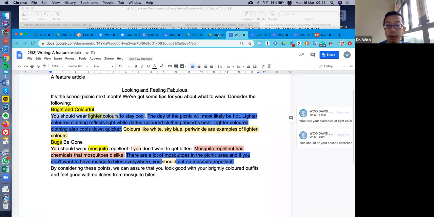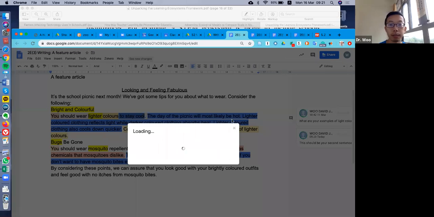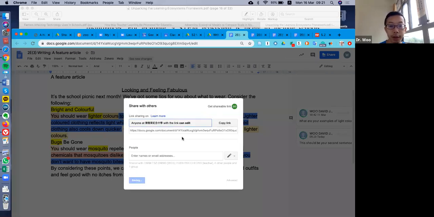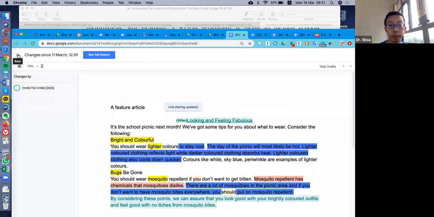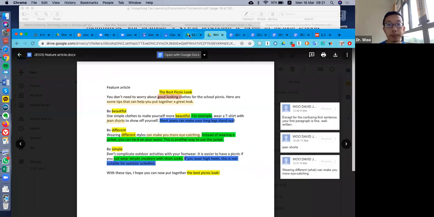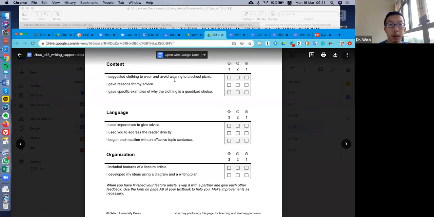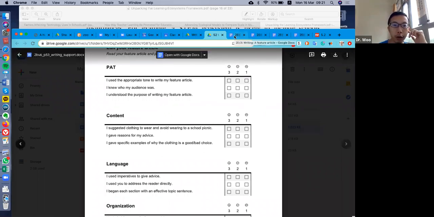So let's go through the checklist. So again, thank you for the examples, and we might want to rearrange it now. I think you can edit this, put that over there. There's some new changes. Okay, and I'll put this in the chat. Okay, so this is your article. Let's go through the checklist. I used the appropriate tone to write my feature article. I knew who my audience was. I understood the purpose of writing my feature article.